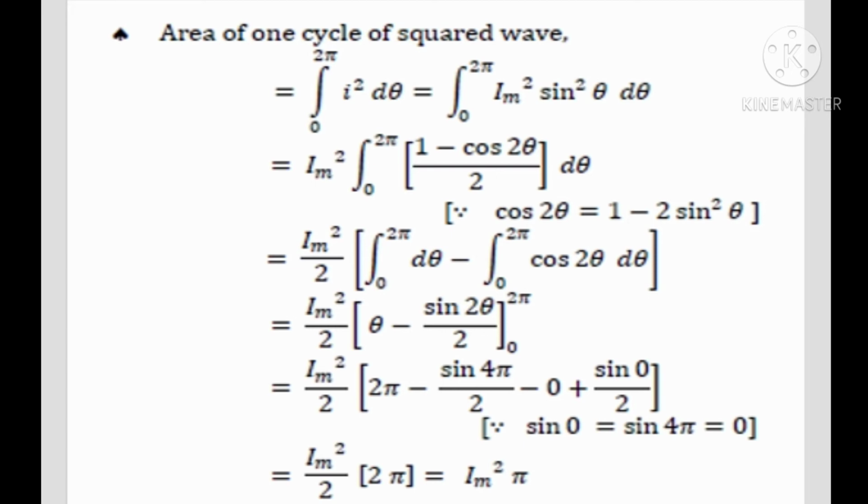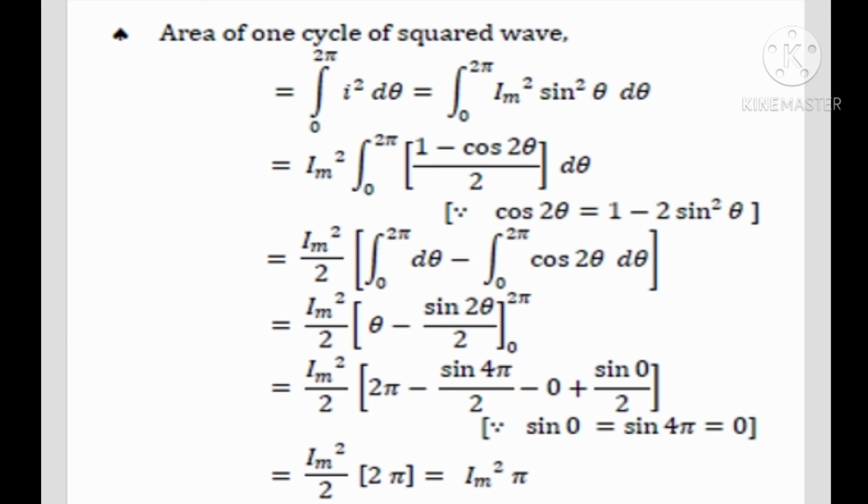This relation is obtained from the trigonometry relation. Hence the equation becomes Im squared integral 0 to 2 pi (1 minus cos 2 theta)/2 d theta. Here cos 2 theta is replaced as 1 minus 2 sin squared theta. Hence the equation becomes Im squared by 2 integral 0 to 2 pi d theta minus integral 0 to 2 pi cos 2 theta d theta, where integral d theta becomes theta and integral cos 2 theta d theta will become sin 2 theta by 2.